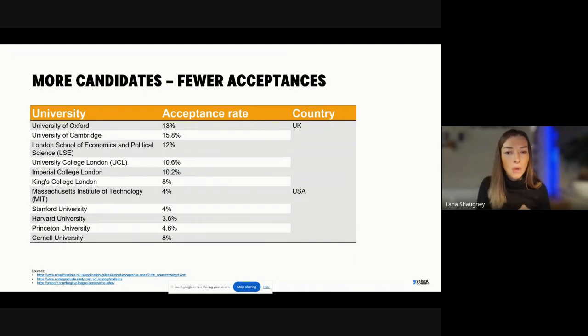If you look at top universities worldwide, you'll see that top universities in the world have quite a low acceptance rate. For example, Oxford would only accept 13% of the students that apply to the university. And in the US, such top universities as MIT, Stanford, Harvard would have around a 4% acceptance rate, meaning that fewer of those candidates would actually get an offer.